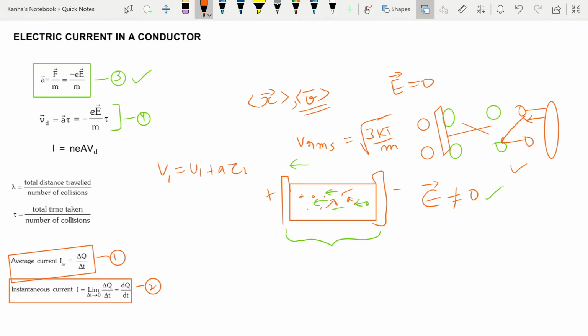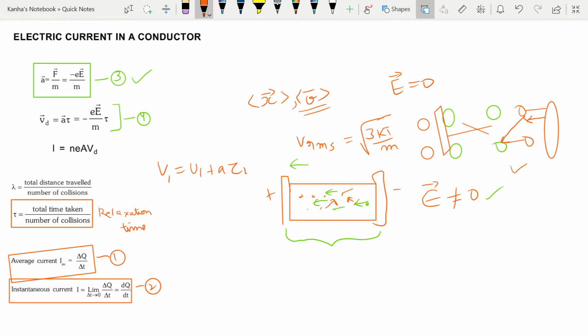Tau 1 is the time which is first of all defined as the total time taken by the number of collisions, and it's known as the relaxation time. It is basically the average time between two collisions of the electrons.